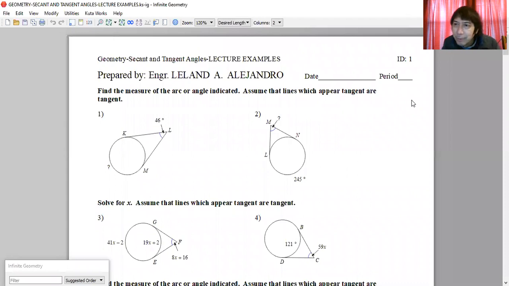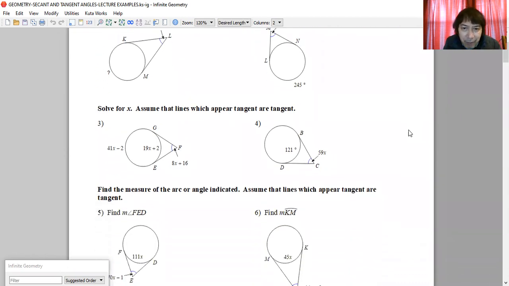All right, so this will be about 36 problems, and this will be secant and tangent angles. The instruction is find the measure of the arc or angle as indicated, and we shall solve each type of combination. There are several combinations here.